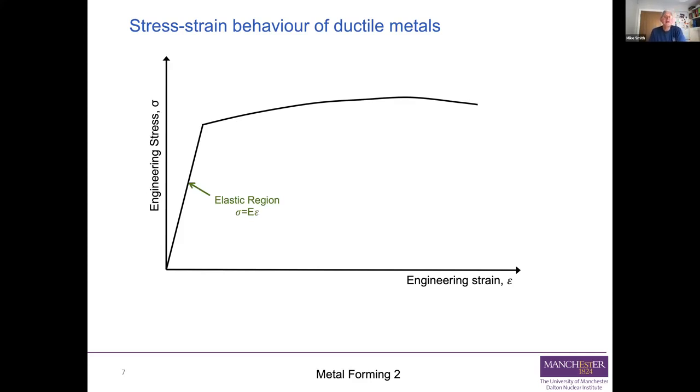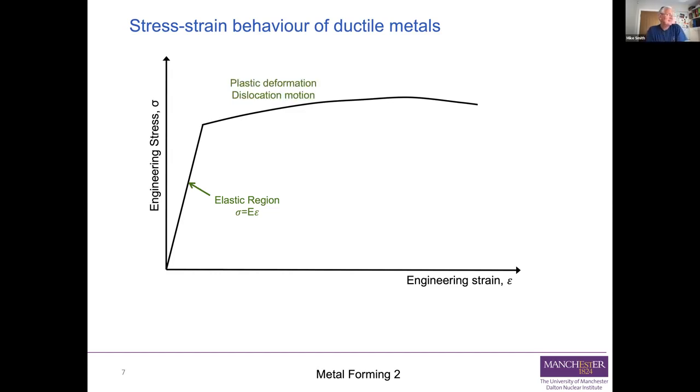And of course, we know that the elastic region is where what you're doing is you're pulling the atoms very slightly further apart, which is a reversible process because the strain energy you put into that can be got out again by just releasing the load. And in that elastic region, the stress is directly proportional to the strain and it's controlled by Young's modulus.